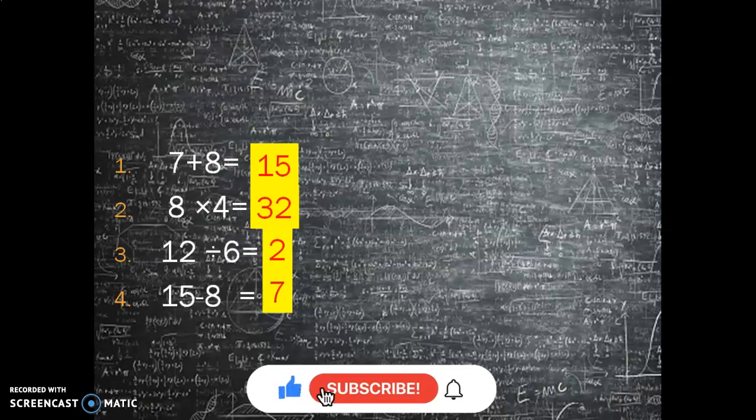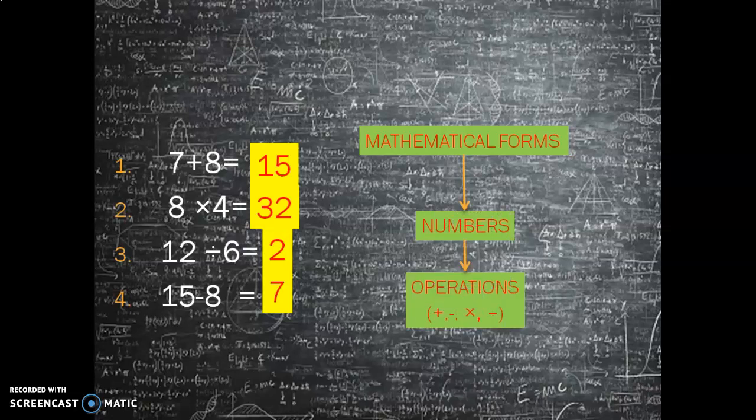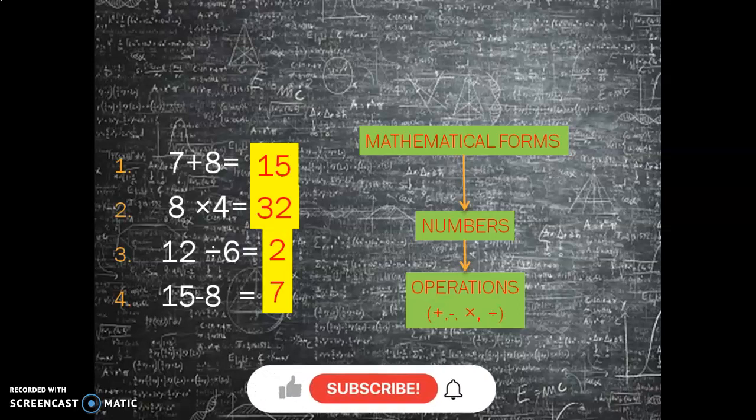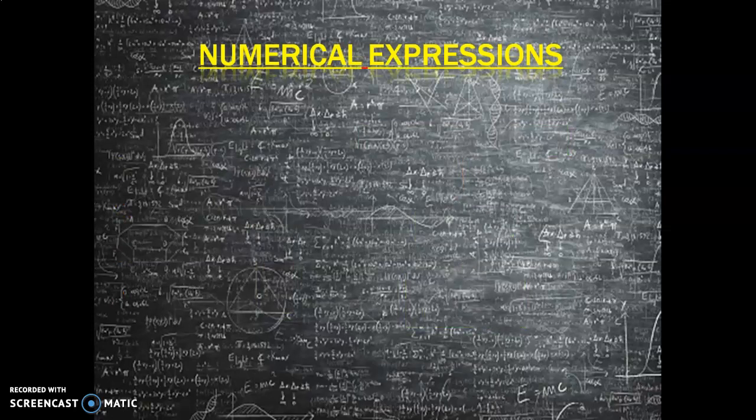What are these type of sums called? These are mathematical forms which involve only numbers along with operation plus, minus, multiplication or division. So these are called numerical expressions. Here are some more numerical expressions.